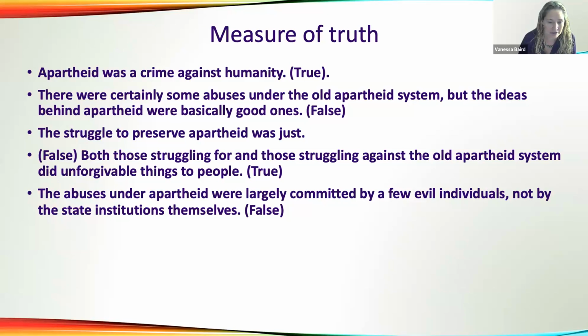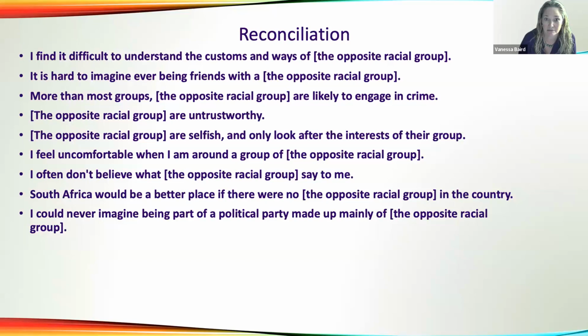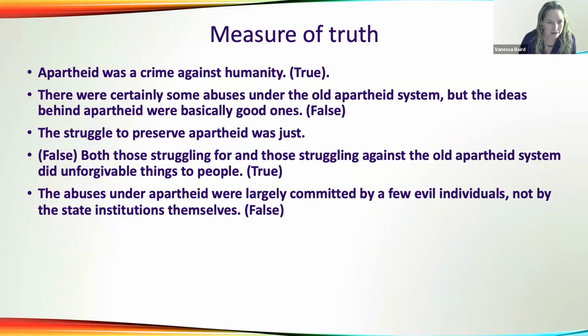Measures of truth. Apartheid was a crime against humanity. Bad people on both sides. The abuses under the apartheid system were committed by a few evil individuals, but not by the state institutions themselves. That was false, right? So there are some conclusions that the TRC reached, okay? Now we've got measures of reconciliation. So the measures of truth were, yeah, the struggle to preserve apartheid was just, and so on.